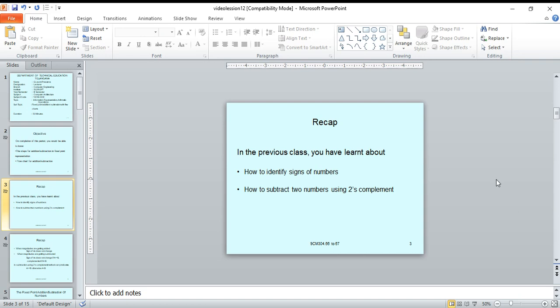If you want to perform the addition of two numbers, before performing the addition operation we have to check the signs by using the XOR operation. If both the signs are the same in the addition operation, then we do the addition. If the signs are different in the addition operation, then we have to do the subtraction operation.